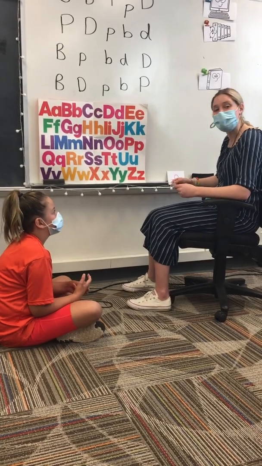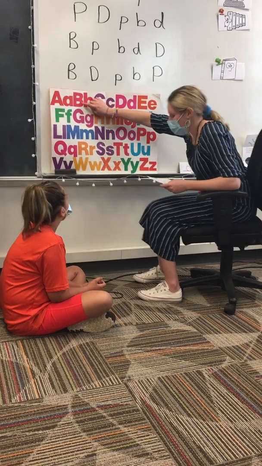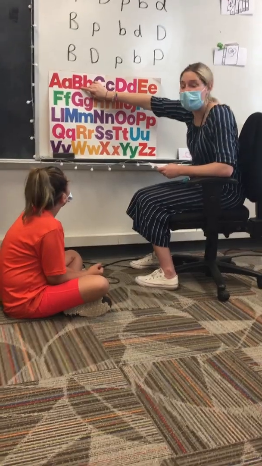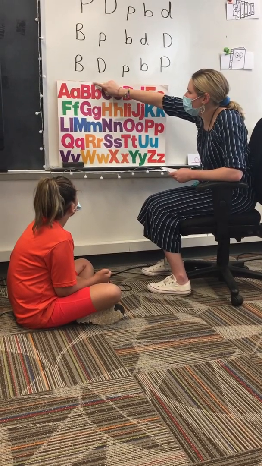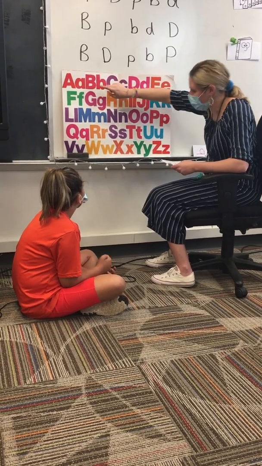We're going to learn a lowercase letter. First, let's review the uppercase letter. So, what is this letter? B. Right, it is an uppercase B. It has a straight line going up and down and has two curved lines.